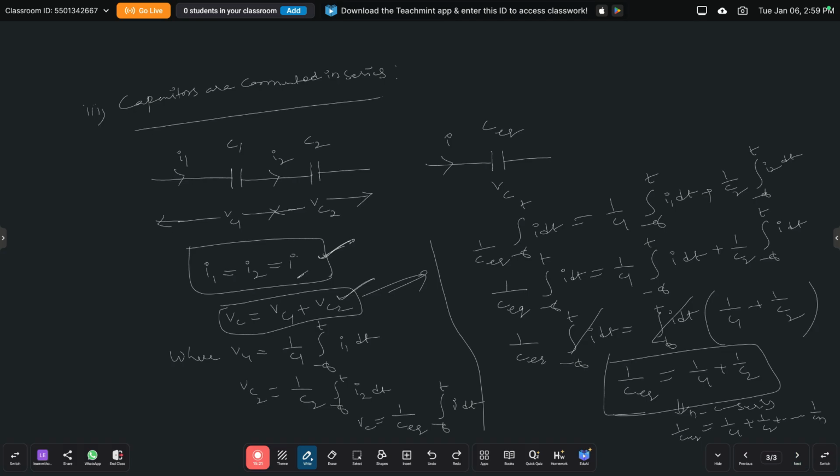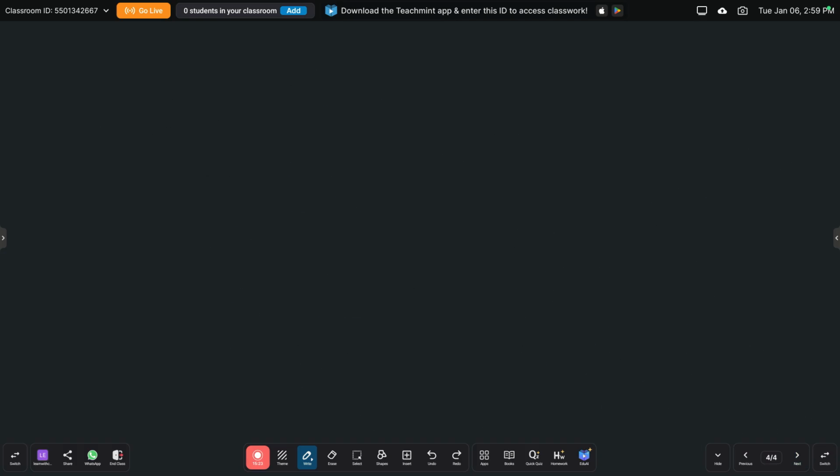And the next one is the parallel circuit. In the parallel circuit also we are discussing the same: resistors connected in parallel, inductors connected in parallel, and capacitors also connected in parallel. So the next one is the parallel circuit. Here also we are taking, first, resistors connected in parallel, then inductors connected in parallel, and capacitors connected in parallel.